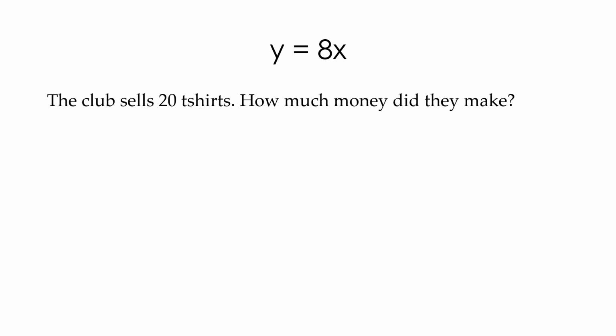So what I'm going to do is go back to this equation and say, well, this is my independent variable, right? I can plug this in, make this an input in my equation and get my output, which is the money that the club is making. So I'm going to plug it in instead of having to count all the way up to 20 multiples of 8. And y is going to equal 8 times 20, $8 per shirt times 20 shirts. So that gets me to $160 for y. So that's how much money the club actually makes.